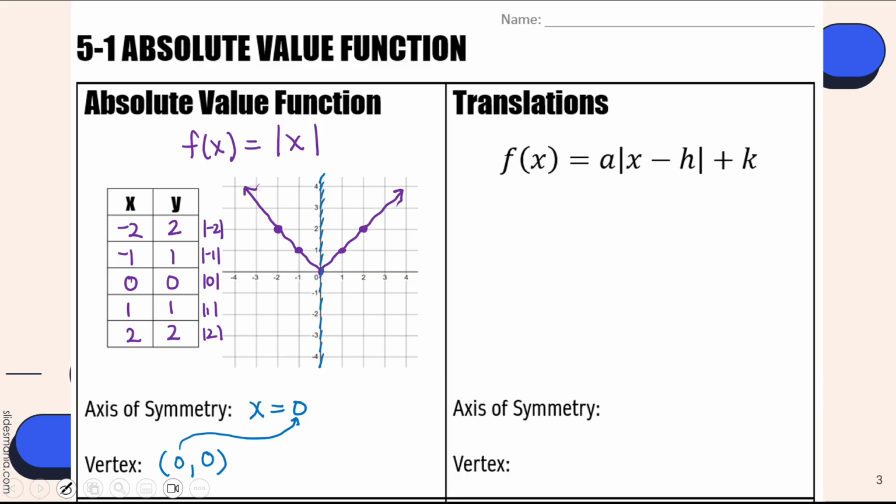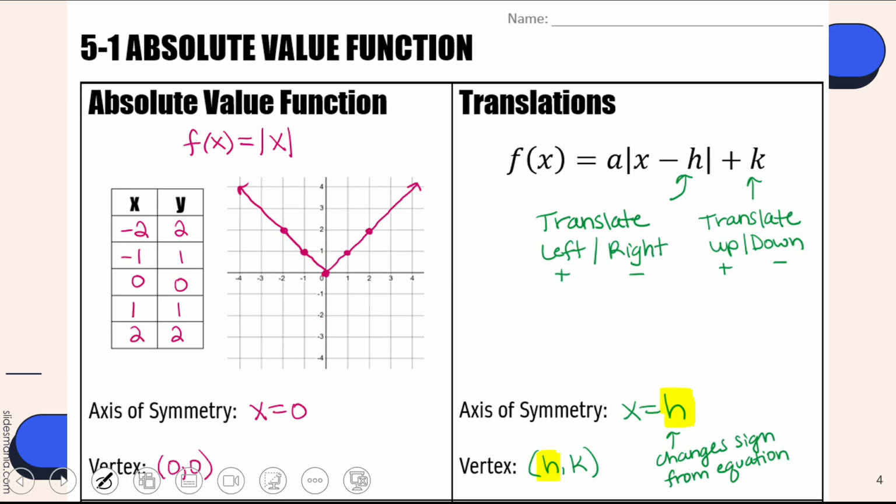So in the second box, we're going to talk about the translations, which, oops, I'm just going to flip the screen so you can see it. They're the same as the translations we've been talking about all semester long. So the inside number, inside the absolute values, is going to move your graph left or right, opposite of what you would normally think. And the outside number is going to move your graph up or down, the same.